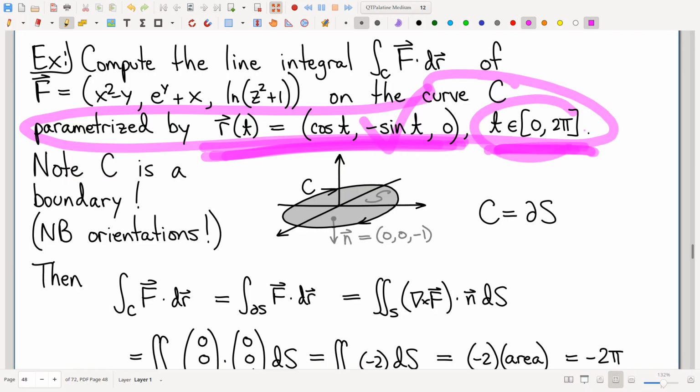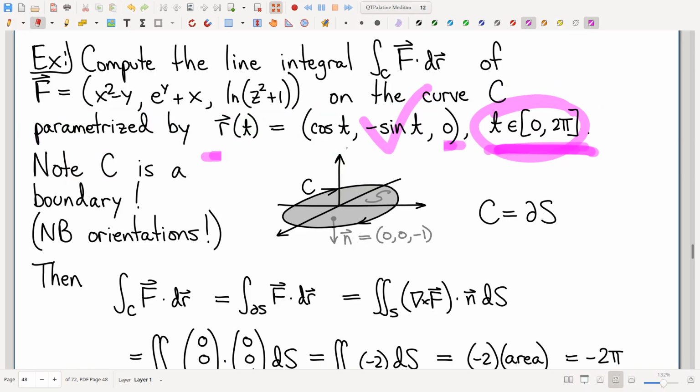And you'll further recognize 0 to 2 pi means that you're going to go all the way around. So it doesn't take a whole lot of effort to persuade yourself that this curve, oriented as suggested by the parameterization, is that curve that I have in purple right there. Everybody okay with that?